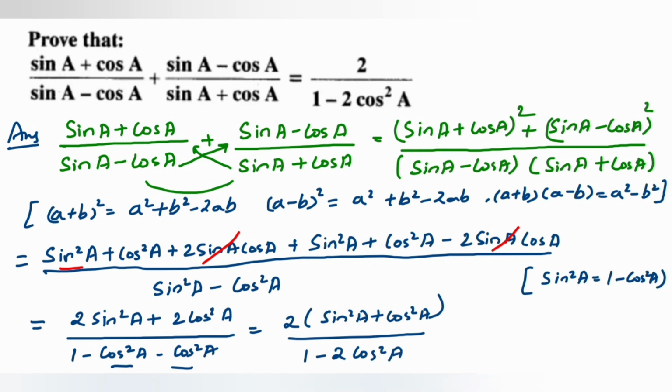And we know that sin square plus cos square is equal to 1. So here it will be 2 upon 1 minus 2 cos square A, and this is nothing but your RHS. So we have shown that LHS is equal to RHS, and this is the proof of that. So that's it, we're done with all the 3 problems. I hope you have understood this.